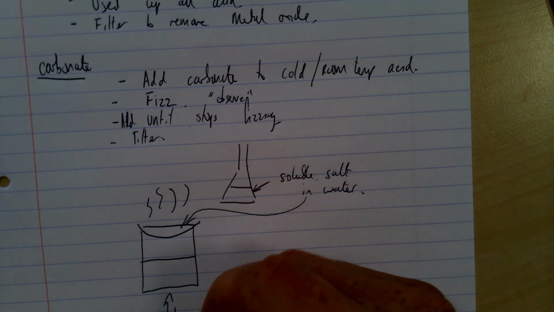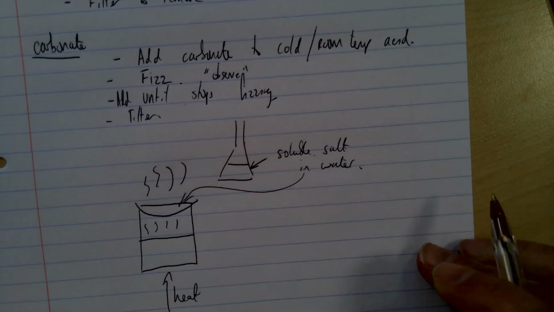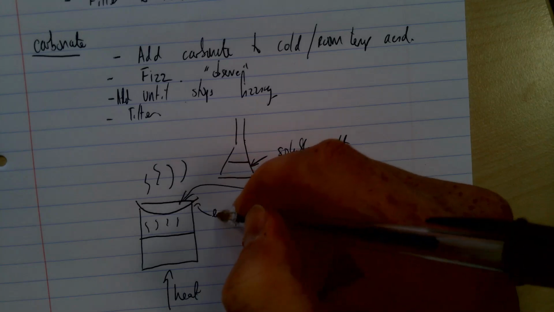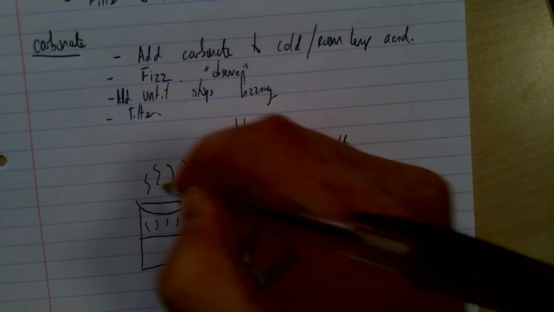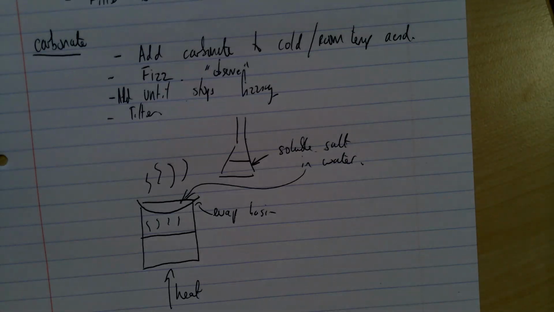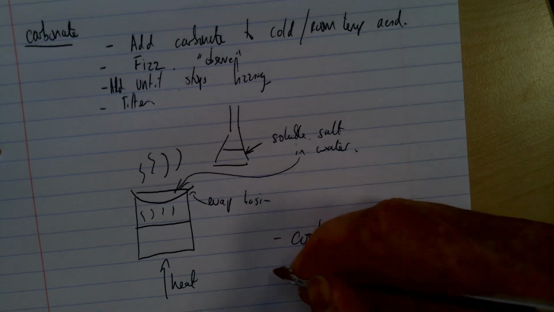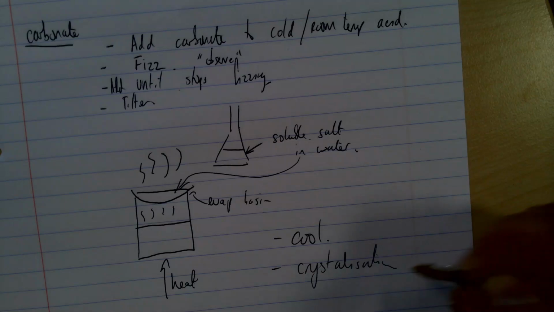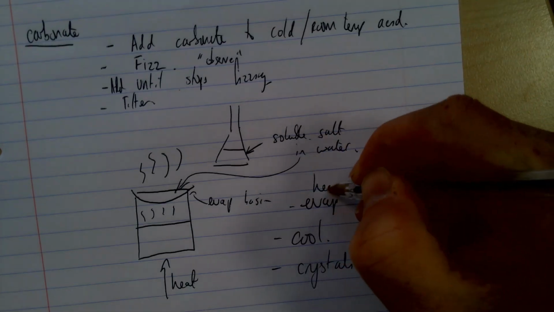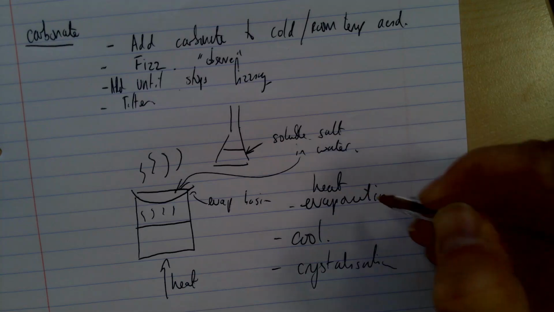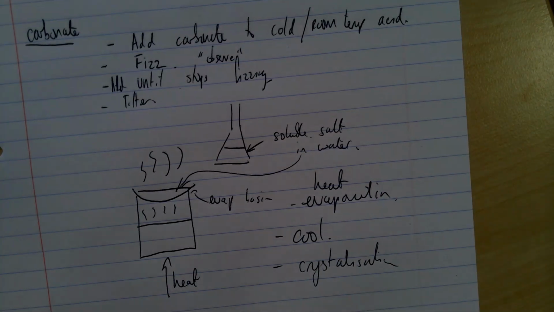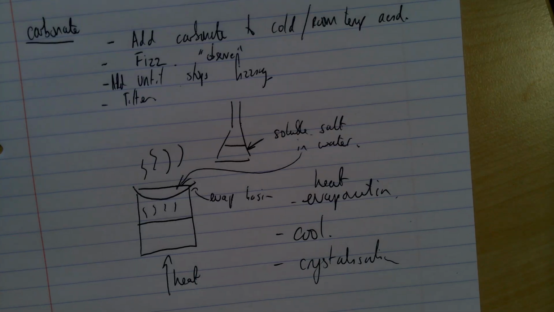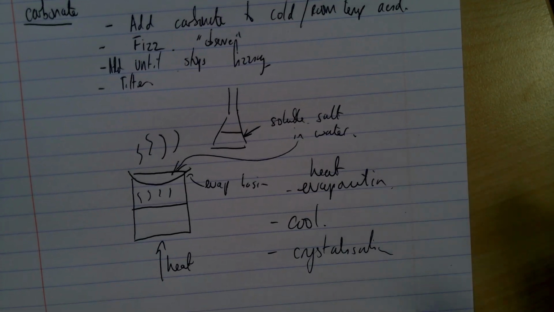So heat that, the water boils, can you see all of that? Yeah. It heats the evaporating basin. Probably half the water evaporates, then you allow it to cool, and then crystallization will take place. So the key words there are evaporate, so heat, evaporation, and then cool and crystallization. Use full sentences, but they're the key words that you're after, right? So I'll pause it and see if you've got any questions about that.